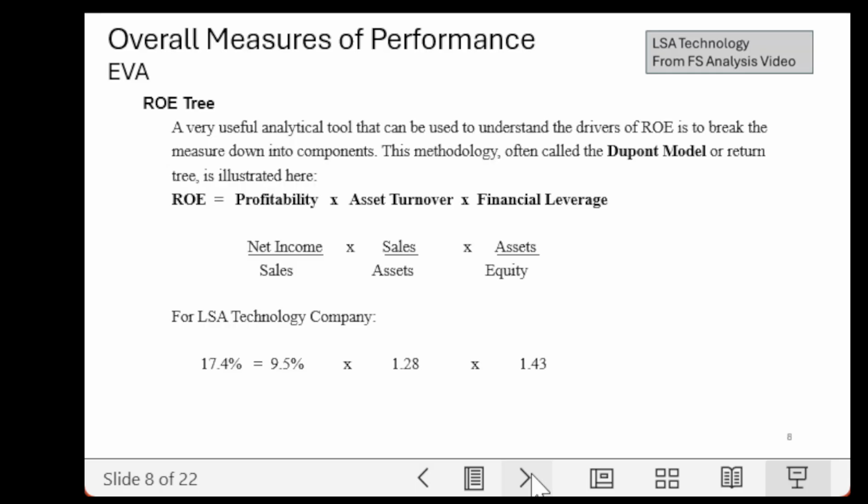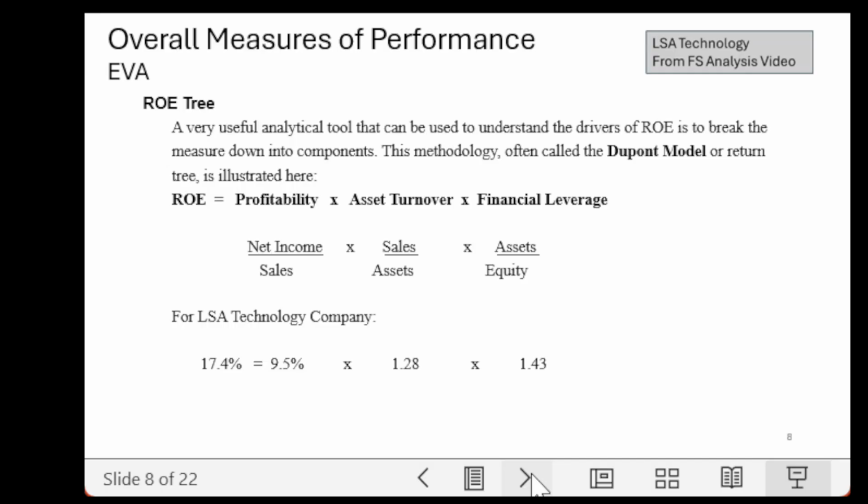Okay, one of the advantages of ROE, though, and this was developed in the early 1900s by the DuPont Corporation, is the return on equity tree. And this can allow us to understand the drivers of ROE, and using basic math principles, we can blow up or extend out the ROE computation to include profitability, net income divided by sales, asset turnover, sales divided by assets, and financial leverage, assets divided by equity.